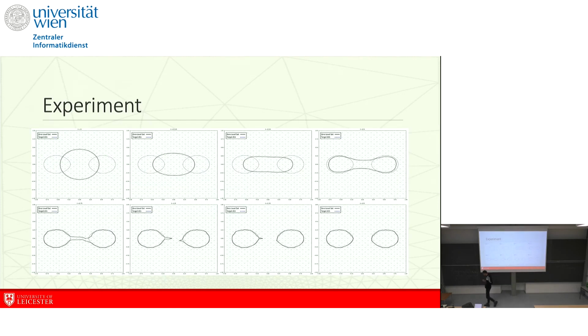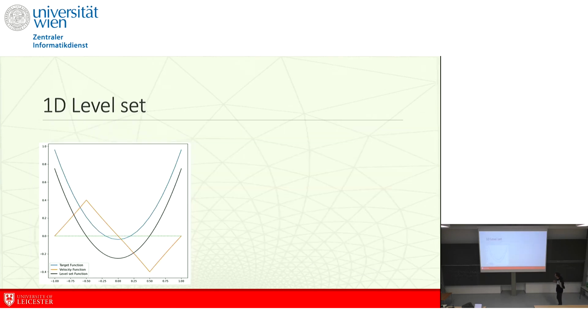So we time step this, and we get some kind of optimization like this. Not particularly neat, but there was one big problem with this method, with the adaptive quadrature method. It's easier to see on a 1D method. So this is a 1D level set here. We have the black line, which is our level set function, the blue line, which is our target function, and this orange line is the velocity that we have.